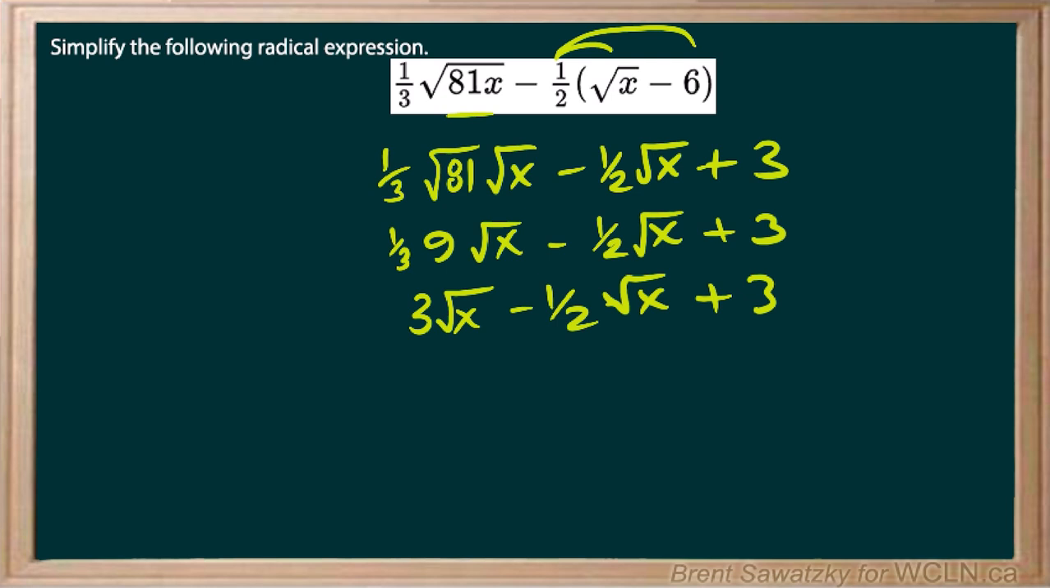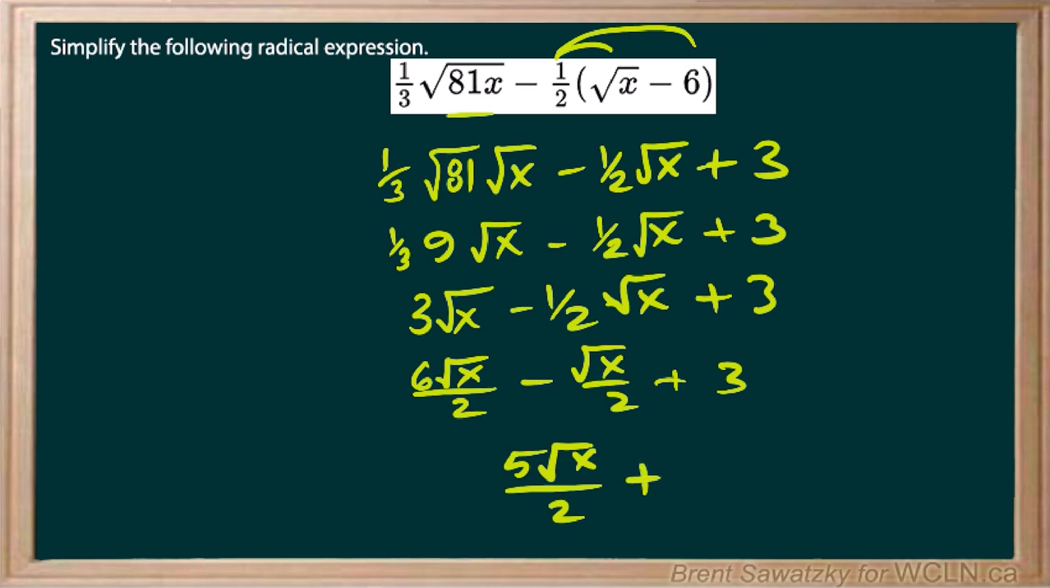And so we have 3 over 1, and so that would be 6 root x over 2 minus root x over 2 plus 3. And 6 minus 1 is 5 root x's over 2 plus 3. And we could call that a final answer.